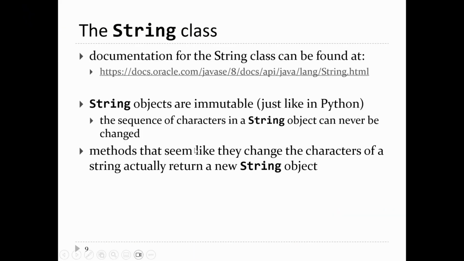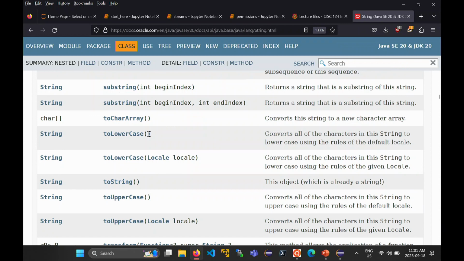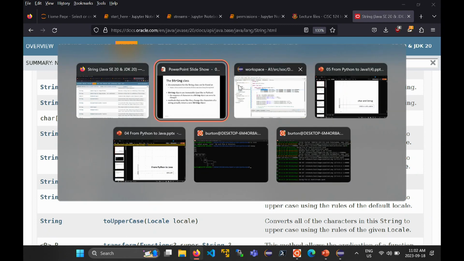Methods that look like they change the characters of a string don't. They return a new string object. Look at toLowerCase. toLowerCase returns a string. What it does is take a string, compute a new string made up of the lowercase letters of the current string, and then return a reference to the new string. It doesn't actually change the characters of the current string.